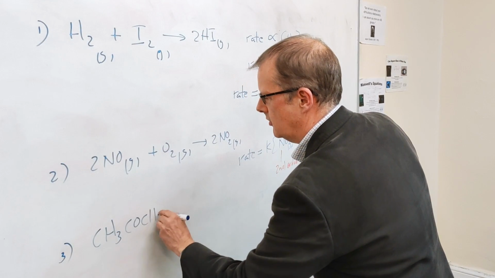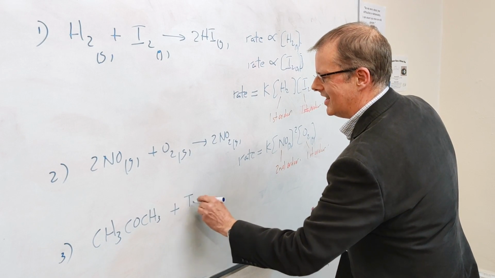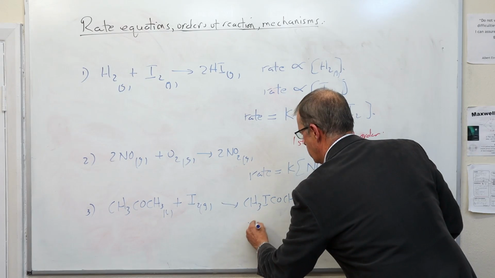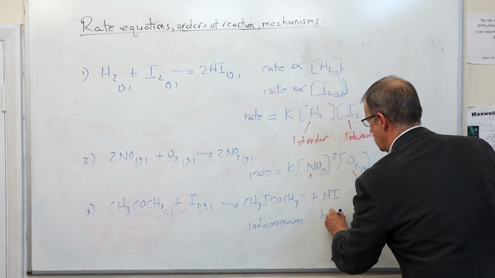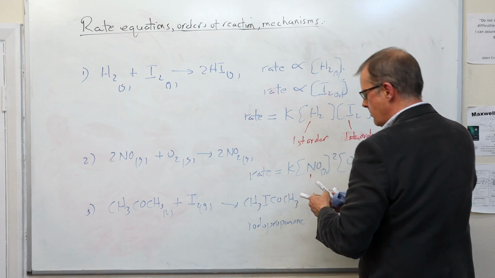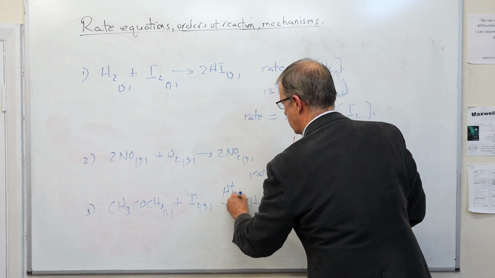So propanone, old name acetone, reacts with iodine to form iodopropanone and hydrogen iodide. Now, you can investigate this all day long. By the way, there's an acid catalyst in there. It requires a little bit of acid for that reaction to happen.